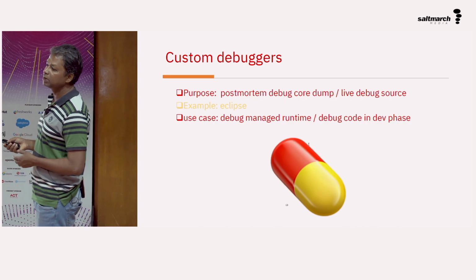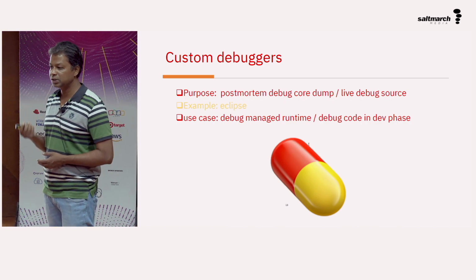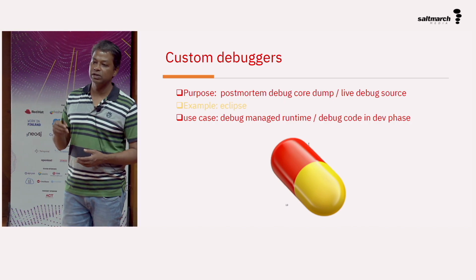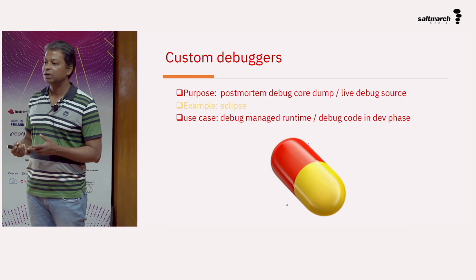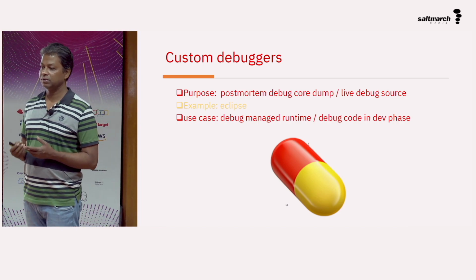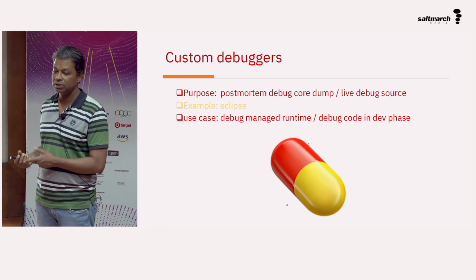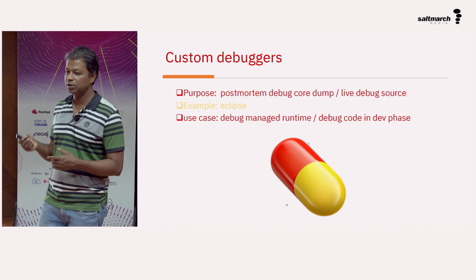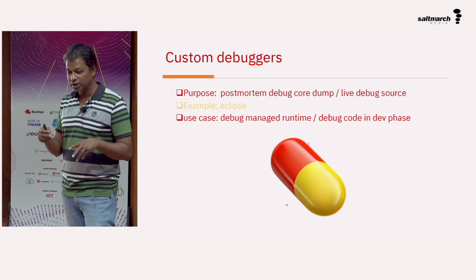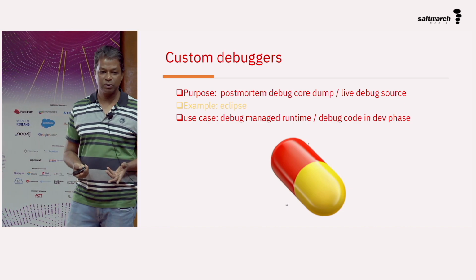So custom debuggers are extensions to the native debuggers, which understand the native stack as well as the virtual machine in which the application has been executed. So in our case, the JVM. It is a debugger which understands both the native stack, or native context, as well as the JVM context.